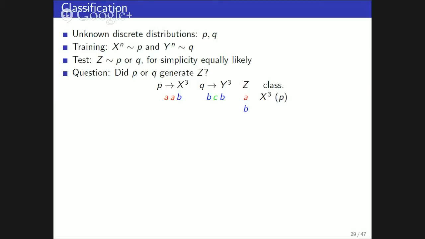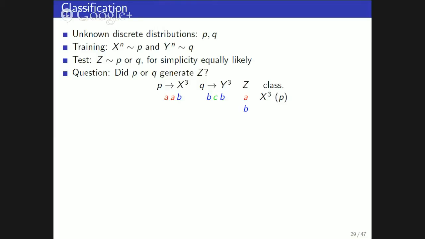So just think this. You have training AAB, training BCB. So I have what? AAB? AAB is, I have one distribution, it generated AAB. I have another distribution, it generated BCB. And now I got A. Would you say generated by this? Is A closer to this one or closer to this one? So why is P generating XQ?